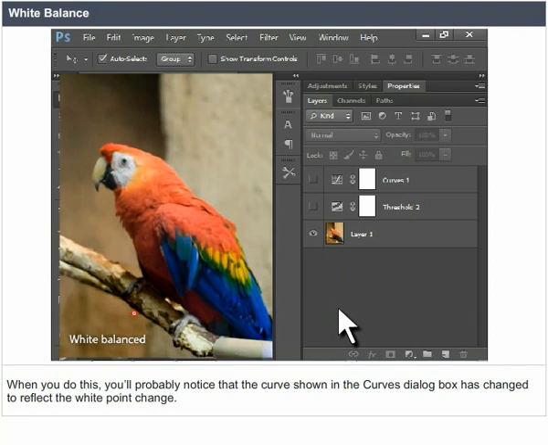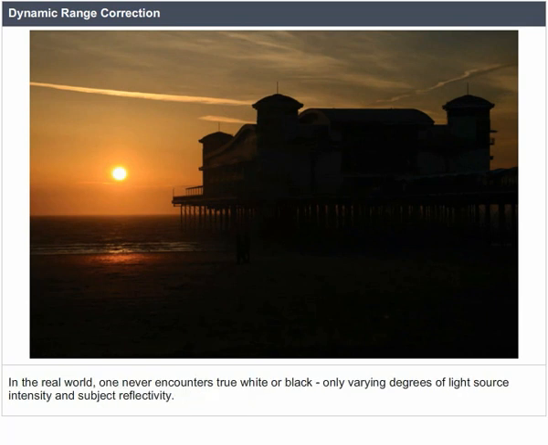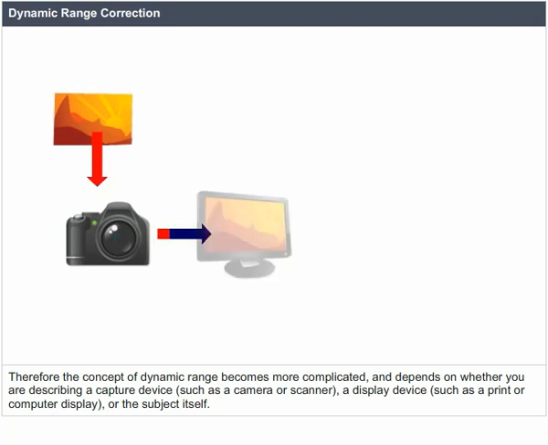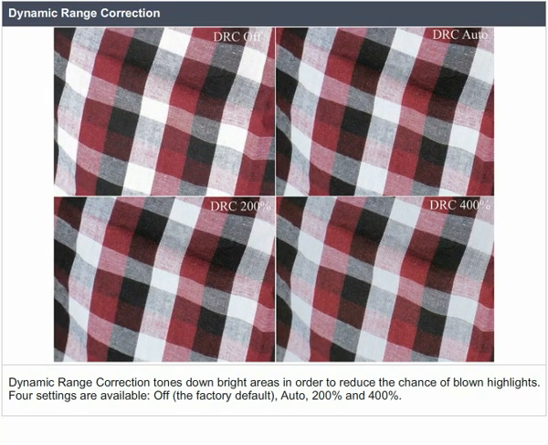Dynamic range correction. Dynamic range in photography describes the ratio between the maximum and minimum measurable light intensities, white and black respectively. In the real world, one never encounters true white or black, only varying degrees of light source intensity and subject reflectivity. Therefore, the concept of dynamic range becomes more complicated and depends on whether you are describing a capture device, such as a camera or scanner, a display device, such as a printer or computer display, or the subject itself. Dynamic range correction tones down bright areas in order to reduce the chance of blown highlights.